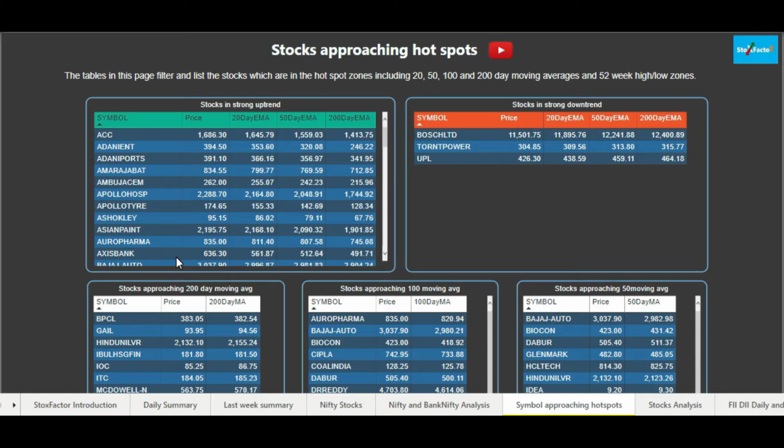So in this video we are going to cover the fifth main page of our dashboard, that is the stocks approaching hotspots. As you can see on your screens, the main page where we show the data starts from the second page, so that's why I am referring to it as the fifth page. So let's get started.